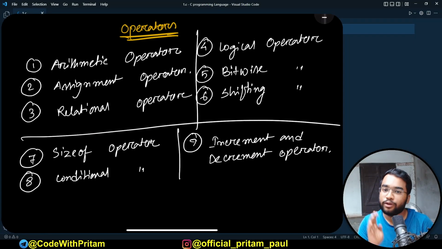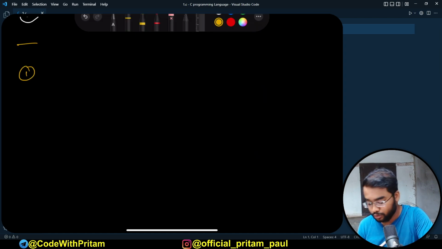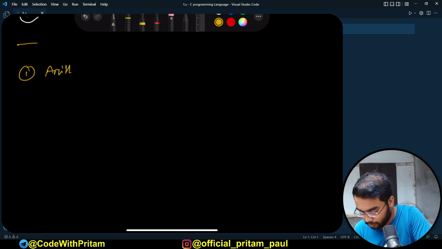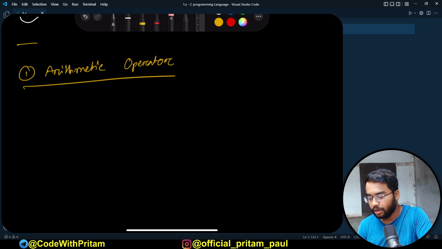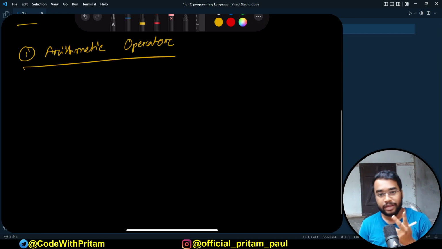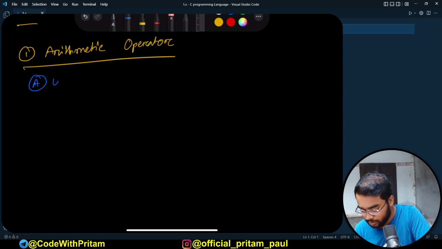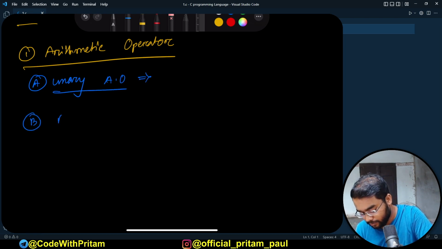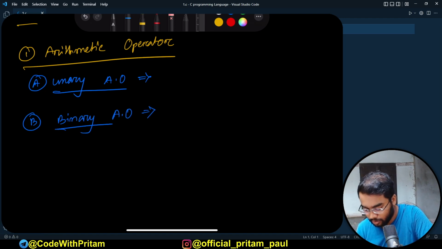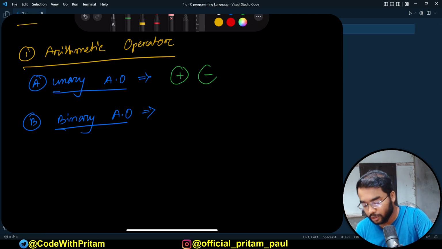The first one we are going to start with is the arithmetic operator. There are 2 types of arithmetic operator: the first one is unary, the other one is binary. The unary arithmetic operators are plus and minus. This is called unary plus, and this is called unary minus.